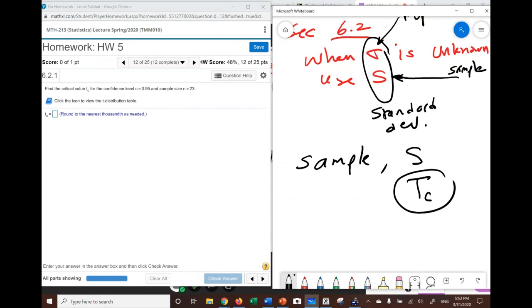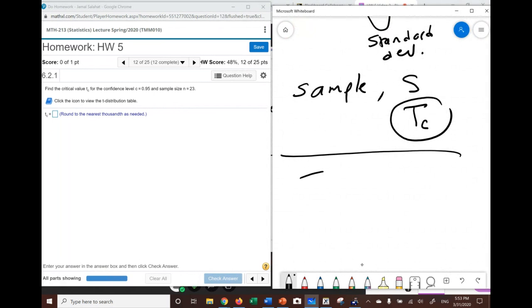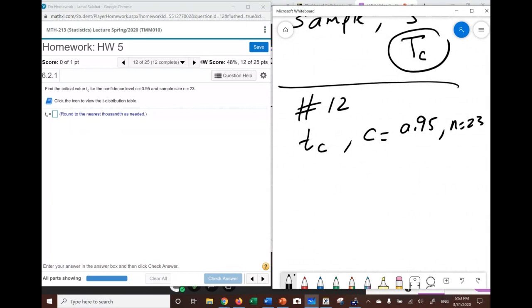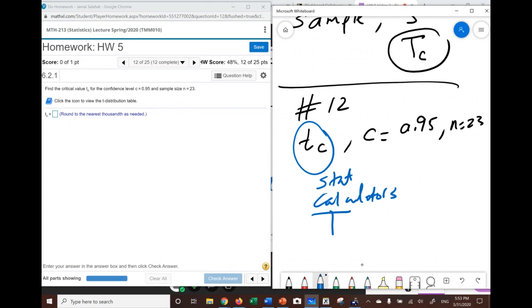So let's look at this problem in here. In this problem, which is number 12 on your homework 5, they just took the shortcut and say, find the T critical for C equal to 95% or 0.95 and N equal to 23. Now, we talked about this in the previous videos. To find T critical, those are always the steps: stat, calculators, and you don't go to normal, you go to T. Remember, with Z, you go to normal. With T, you just go to T.